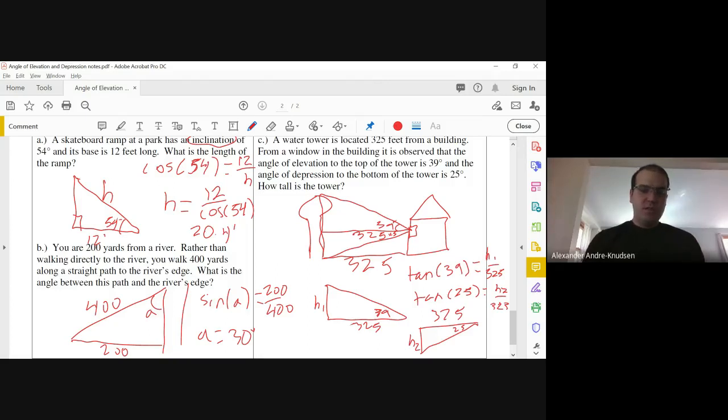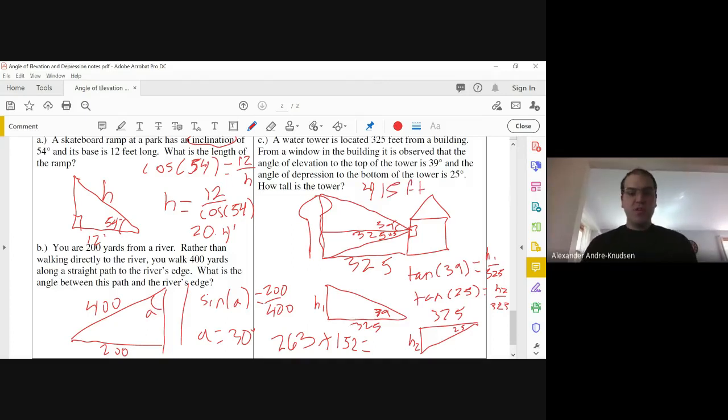So type in your tangent of 39 and multiply that by 325 to solve for the first h. So our h1 is about 263 feet, and then do the tangent of 25, multiply that by 325, and our h2 is, let's do 152 if we're rounding to the nearest whole number. So the total height of the tower is, add them together, 415 feet.